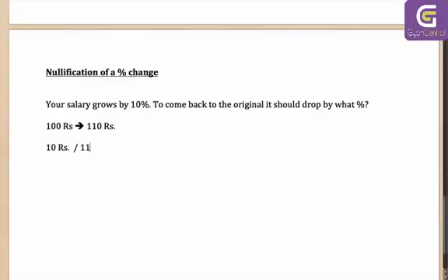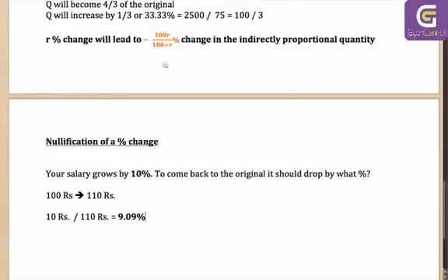But this time it is falling 10 rupees on 110 rupees. This is not a 10% change. This is a 1 by 11 or a 9.09% change. As you can see, this is different from the 10% change. To calculate this, you can do it by this method, calculate the actual values, or once again, you can use the formula that you used above, minus 100R by 100 plus R%, which means that if you have to nullify an R% change, you can do it by minus of 100R upon 100 plus R percentage change.